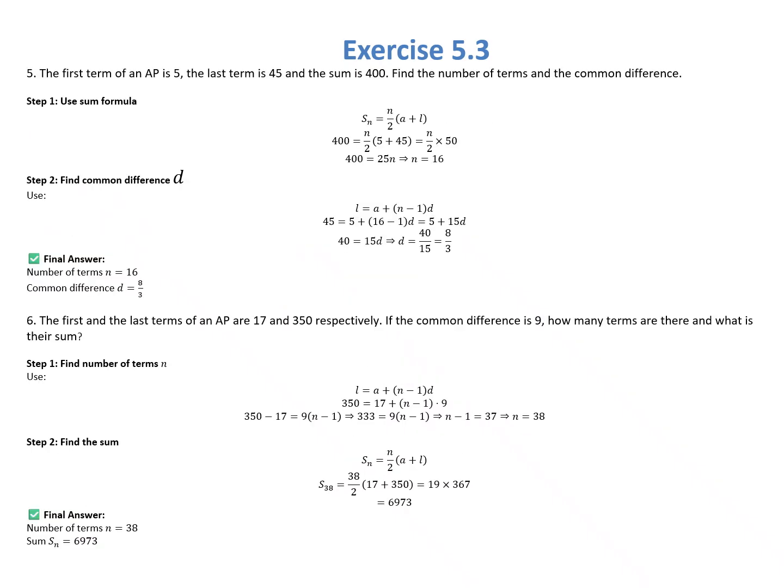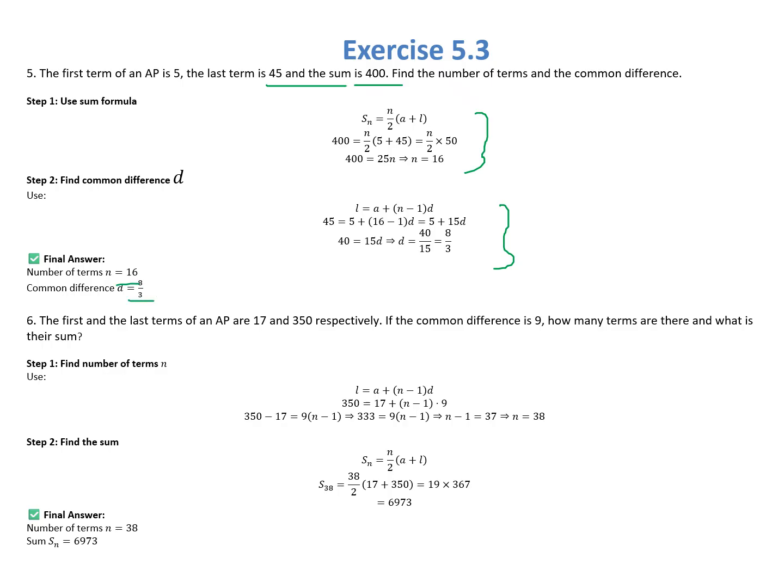Okay, next we have this question. The first term of the AP is 5, and the last term is 45. The sum is 400. We have to solve it. We'll again use the formula S is equal to n by 2 (a plus l). We'll get the value of n is equal to 16. We'll put this value and get the value of d as 8 by 3. So n is equal to 16 and d is equal to 8 by 3.